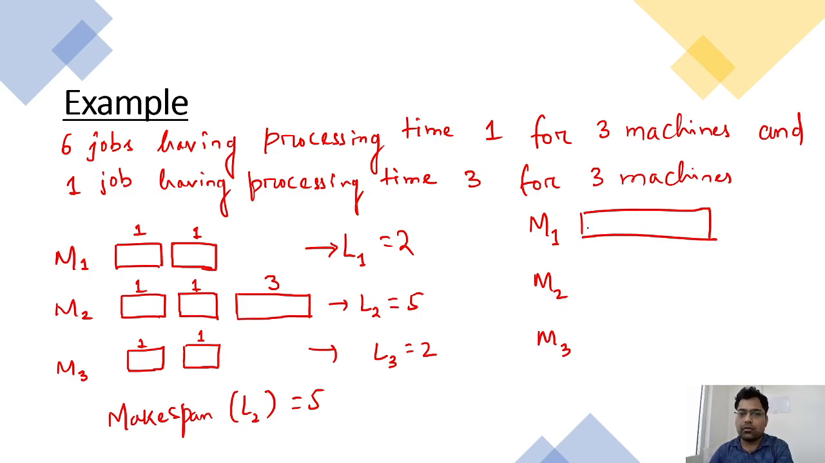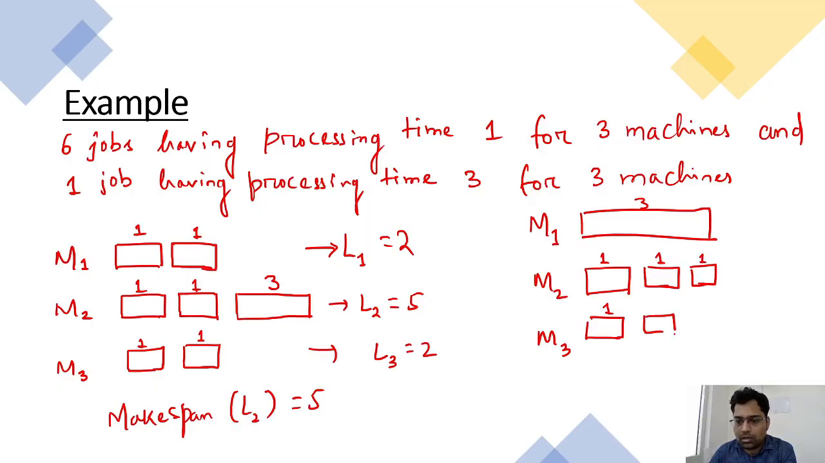Let us think for a while. Here I'm taking the maximum, which is this one, and allowing this, next for this, next for this. In this way, we get a different assignment across the machines. So L1 is 3, L2 is also 3, and L3 is also 3.